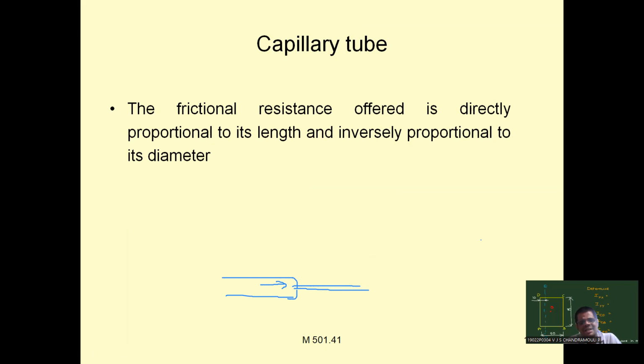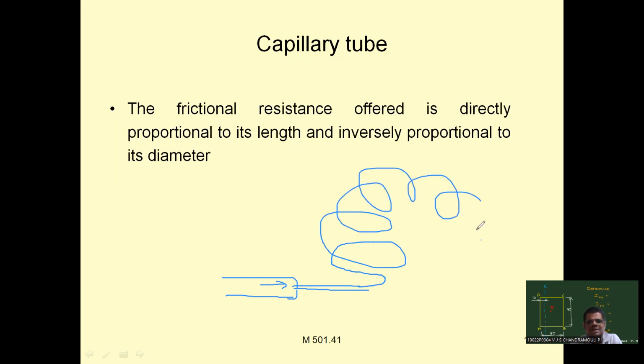And as well as the length of the tube. See here, if you observe, the length of the tube will be higher. So this is in the form of a coil like this. So that's why the length of the tube will be higher. As the length increases, the resistance also increases. As the resistance increases, the pressure drop also increases.